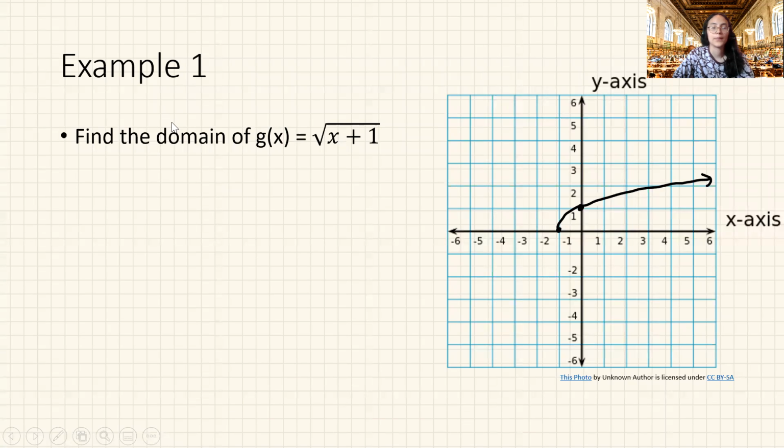So for the first example, we're asked to find the domain of this function. And we know that the expressions under the radicals have to be greater than or equal to 0. So to find this domain, we're going to set this expression greater than or equal to 0. So this is what we're going to do, and we are going to solve for x.